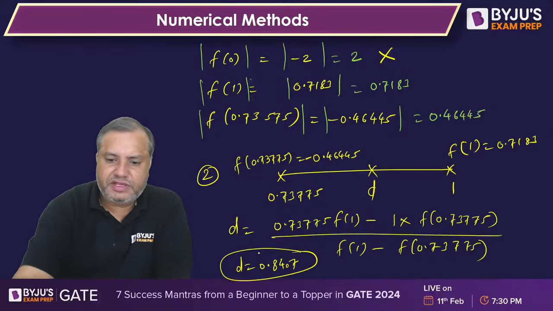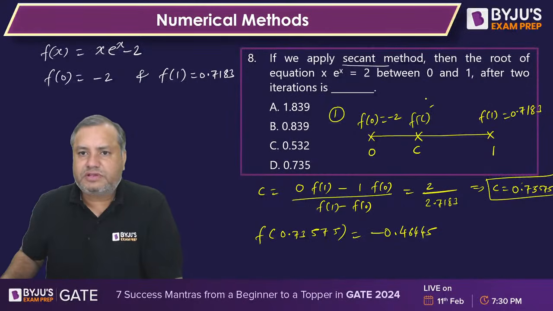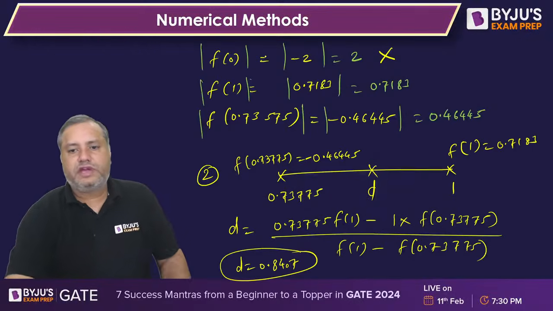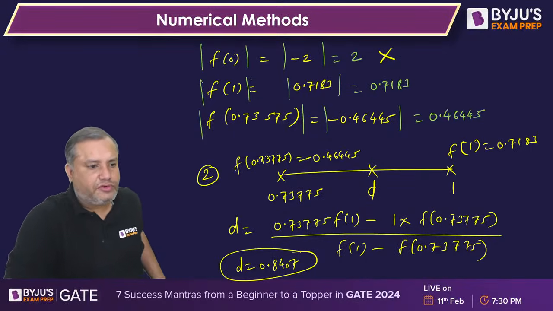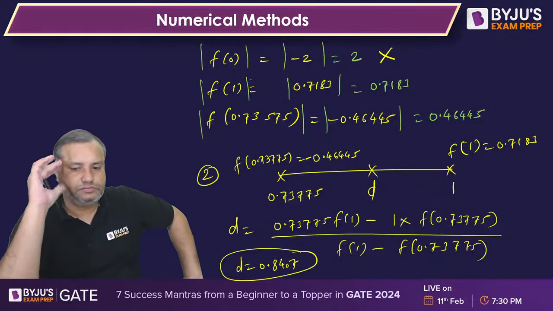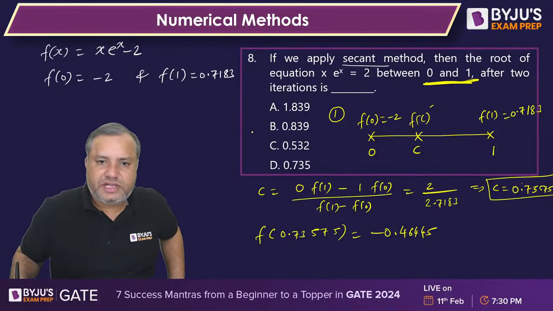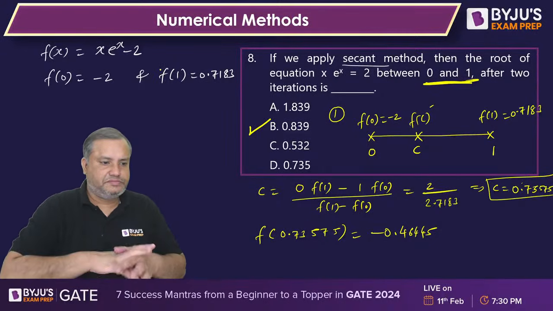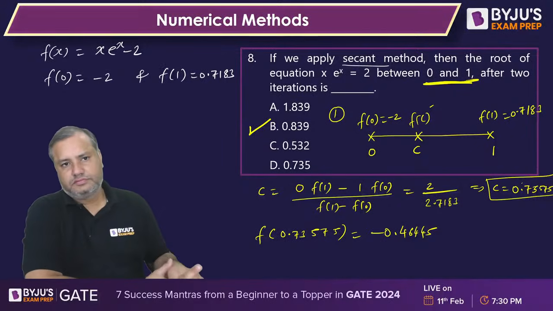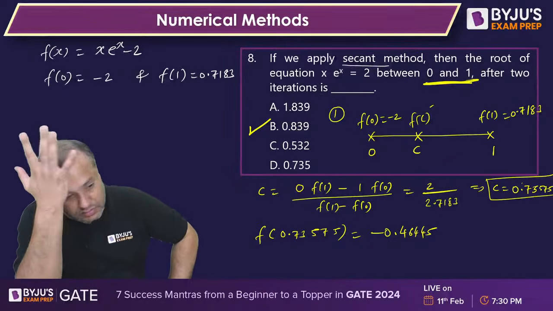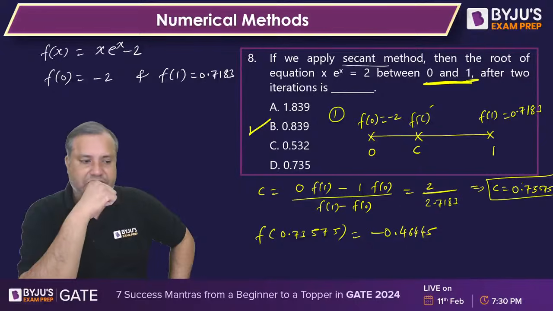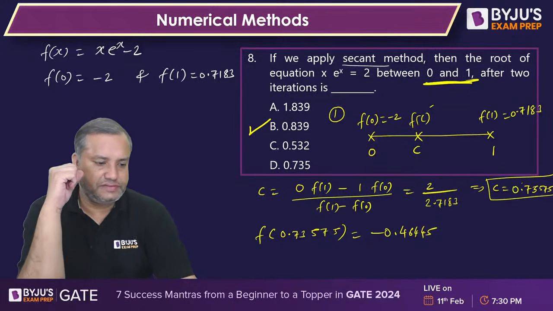So this D means the value will be somewhere between 0 and 1. So we have obtained this iteration as 0.8407. So nearest approximation is option. Next.